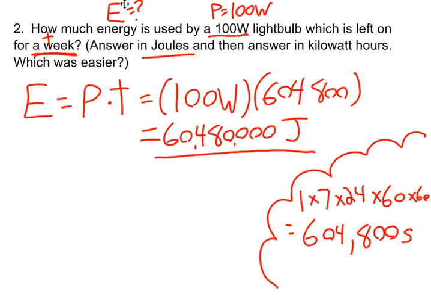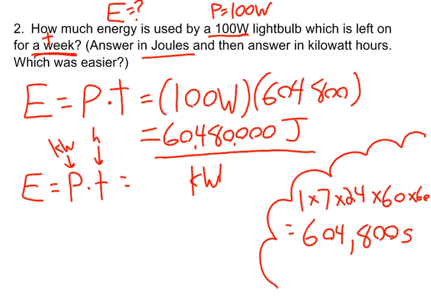If we had wanted to answer this in kilowatt hours, we are still using E equals P times T, but this P needs to be in kilowatts now, and the time needs to be in hours in order for our units to come out as kilowatt hours. So, what's going to go in there? Well, how many kilowatts is 100 watts? A kilowatt is 1,000 watts. 100 is just 1/10 of that, or 0.1 kilowatts, times the number of hours.